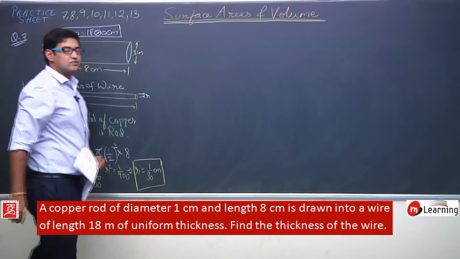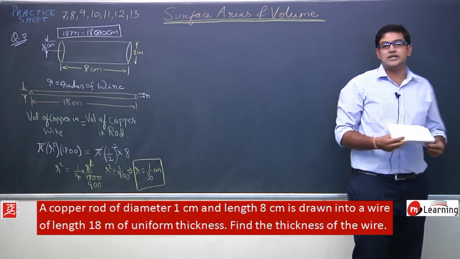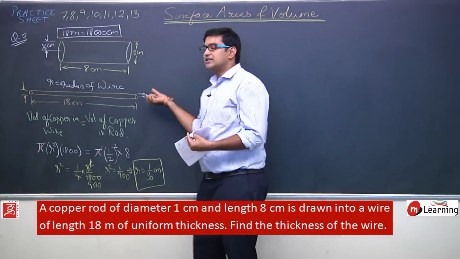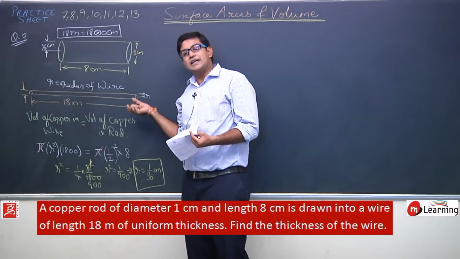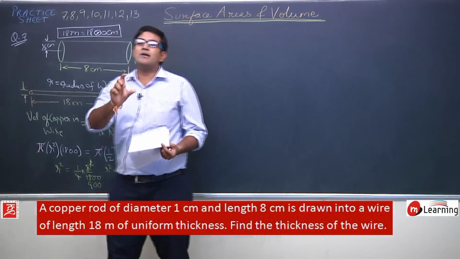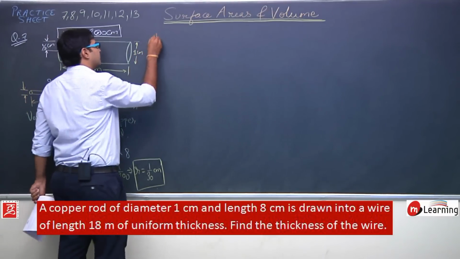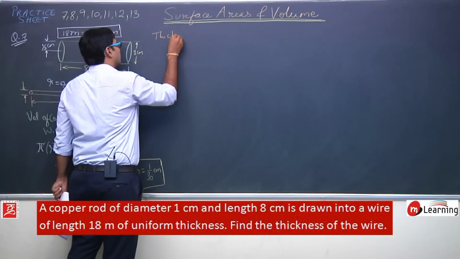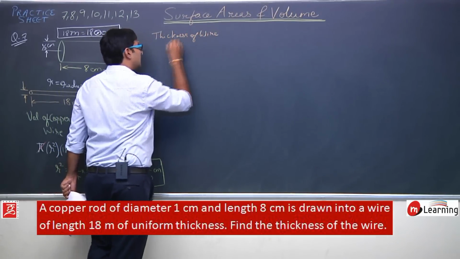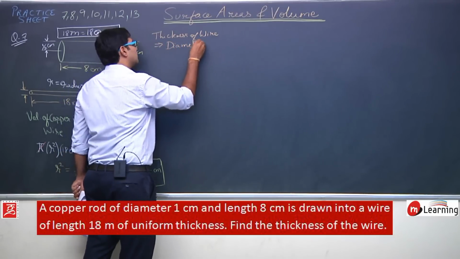Now this is the radius of the wire. So is it our answer? Is 1 upon 30 centimeters our answer? No. 1 upon 30 centimeters represents the radius of the wire, but I need to calculate the thickness of the wire. So thickness of the wire means diameter of the wire.